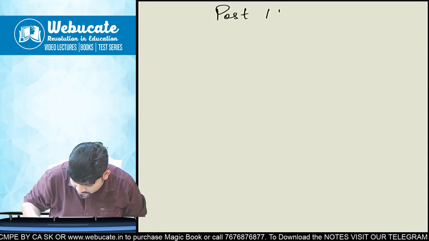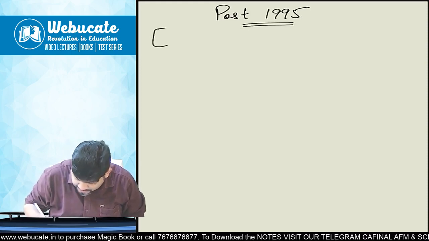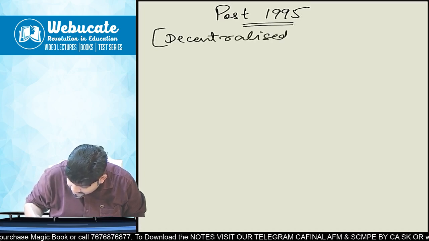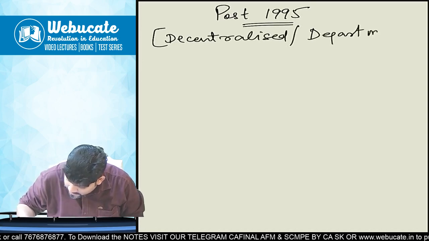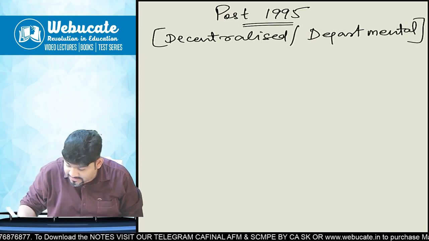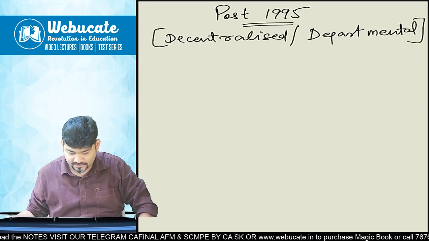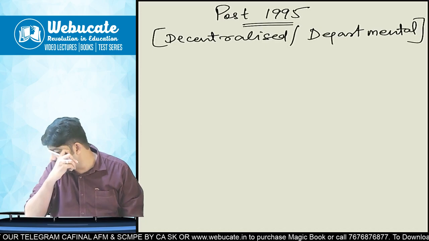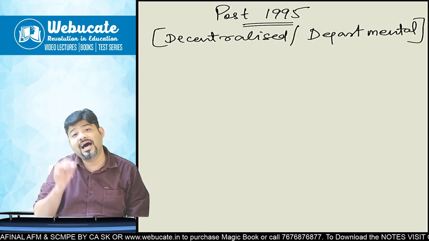So, post 1995, there is going to be a decentralized / departmental setup. Right? How does thing change here? Because now in a decentralized departmentalized setup, the divisions are profit centric.